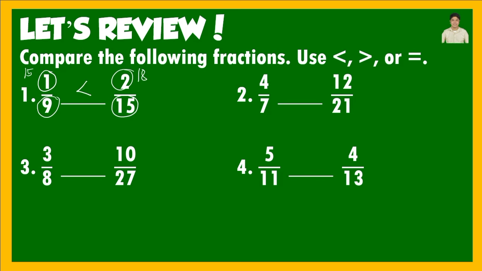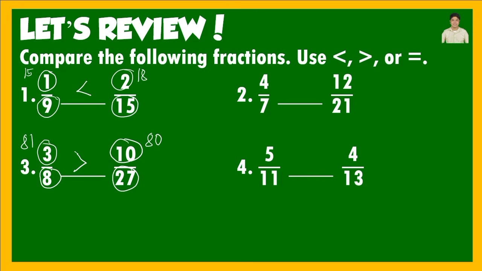Next, 3/8 and then 10 over 27. So, ganun pa rin naman ang ating gagawin. So, 3 times 27, kapag minultiply po yan, the answer is 81. And then, 8 times 10 or 10 times 8, the answer is 80. 81 is greater than 80. Therefore, our symbol is greater than. 3/8 is greater than 10 over 27. So, I hope nakukuha niyo po yung technique natin dyan.